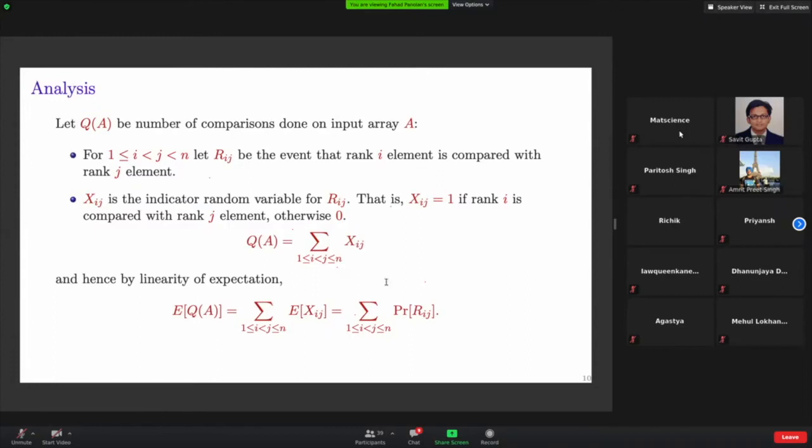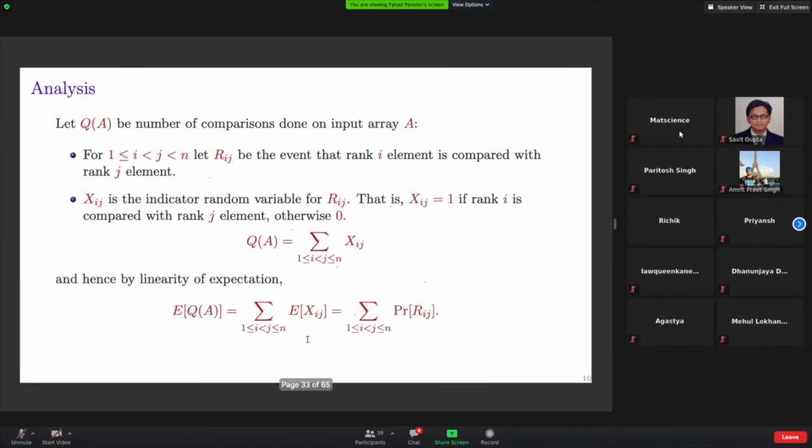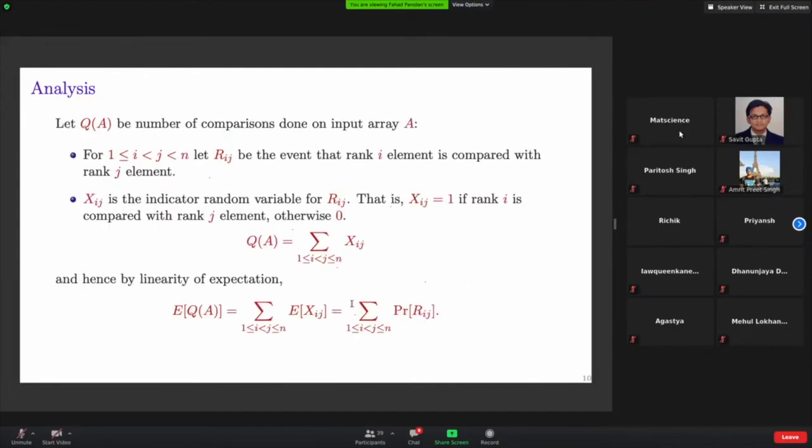So that's what we are going to compute next. Okay, so the moment I compute the probability of Rij, we are done, right? There are this many terms, so I need to compute this term. This is my objective. This is what the number of comparisons is.